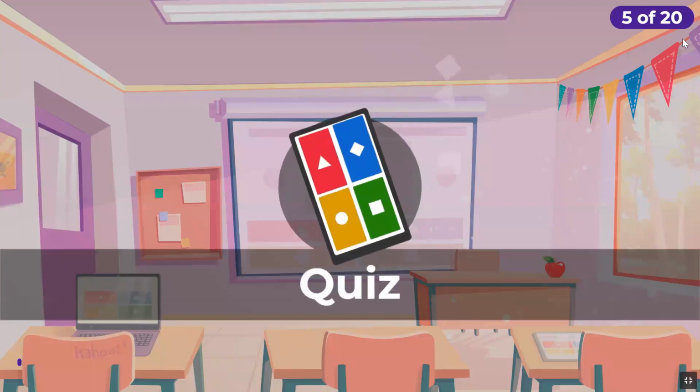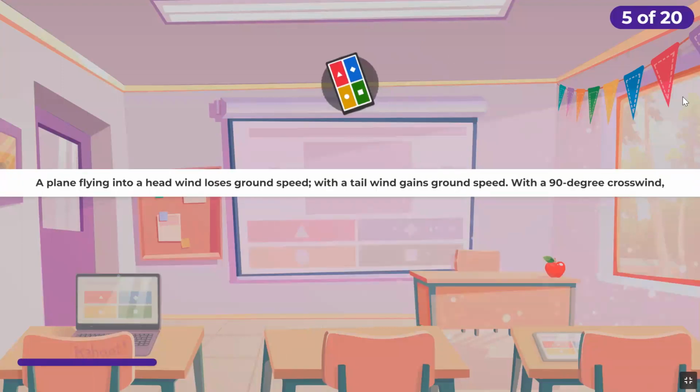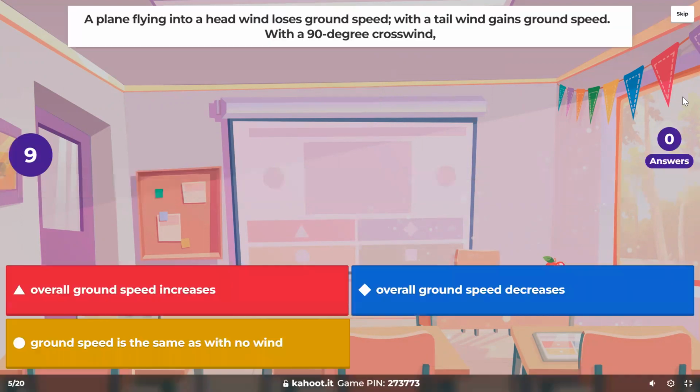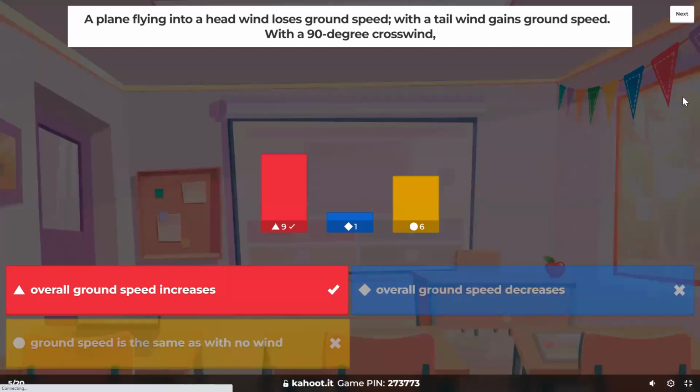Plane flying into a headwind loses ground speed. Plane flying with a tailwind gains ground speed. But what if there's a crosswind below 90 degrees? What happens to the ground speed? Okay, most of you guys got that. The overall ground speed does increase.